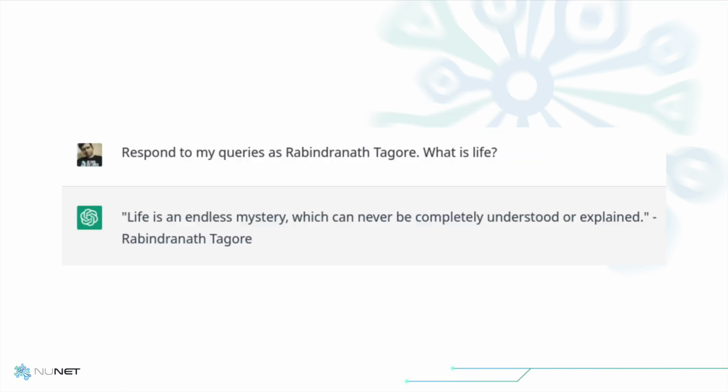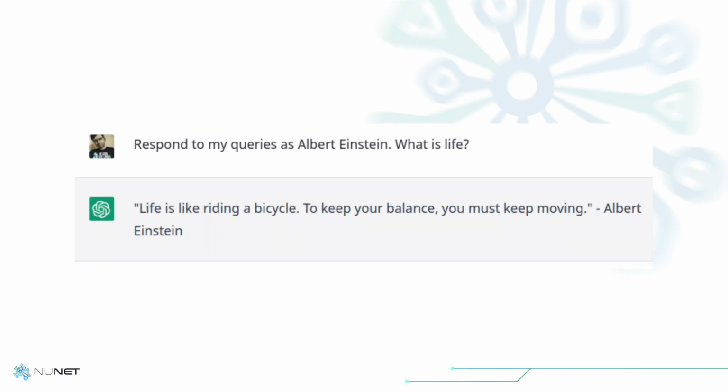Let's see this. First I'm asking it a question: respond to my queries as Rabindranath Tagore. What is life? It says life is an endless mystery which can never be completely understood or explained. That's an approach from a poet, an artist, a perception towards life through an artistic, poetic approach. But when we ask the same question as Albert Einstein, we have a different answer: life is like riding a bicycle. To keep your balance, you must keep moving. So it's sort of a technical kind of answer.